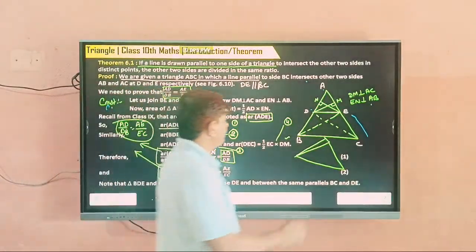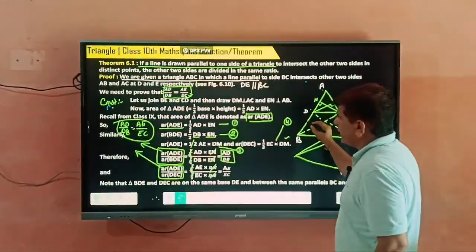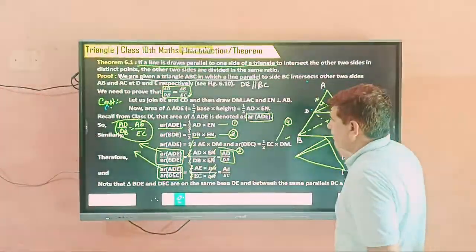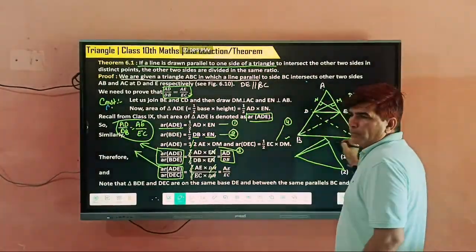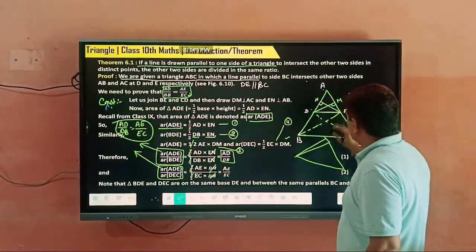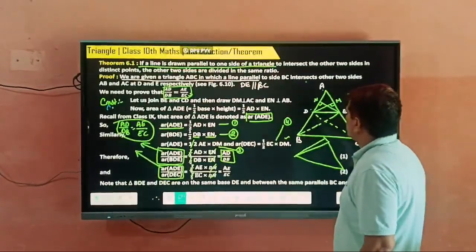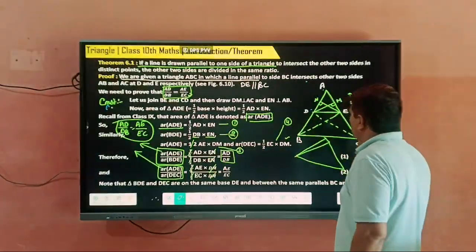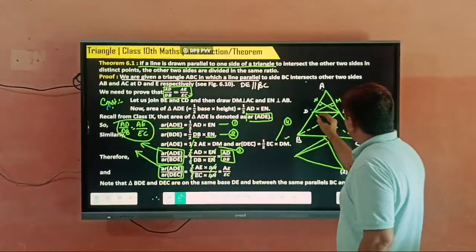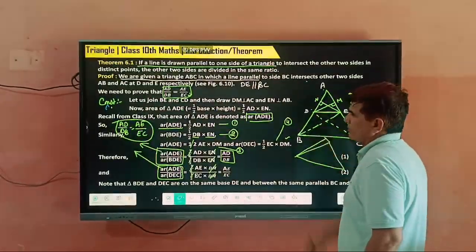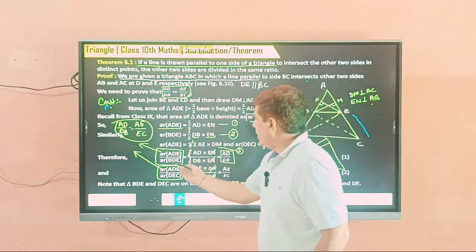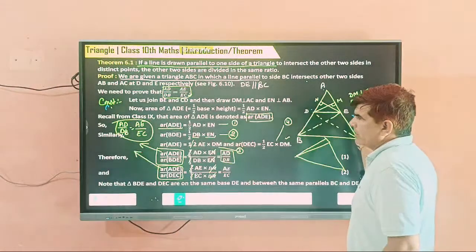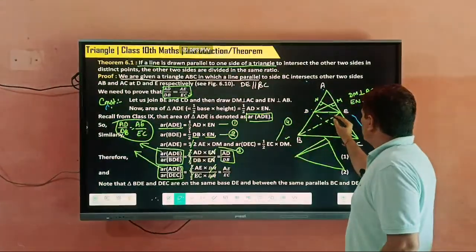So we will try to prove this area and this area are equal. Look one time at these two triangles: first triangle BDE and this one DEC, lying on the same base and between the same parallels. DE is parallel to BC. Which one is their base? DE is the base of both triangles BDE and DEC.